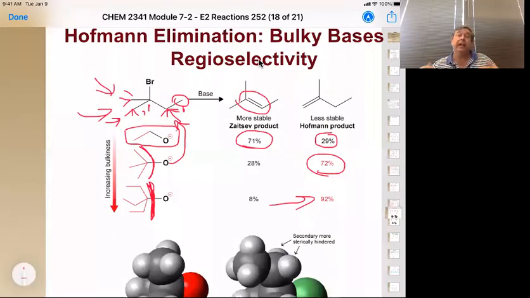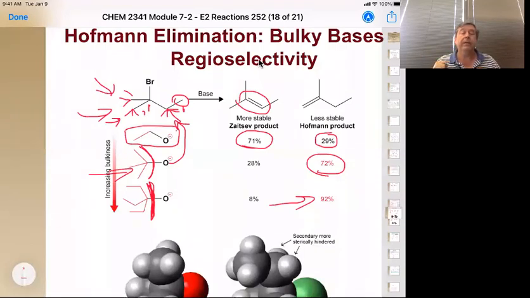You're going to change your base to something that will predominantly take off the less substituted hydrogen and give you the less stable product. We call this the Hofmann product. He's the guy who came up with the idea that if you use bigger and bigger bases, you can actually form the less stable product preferentially. So if you want that internal alkene, use a very small base. If you want that external alkene, use a big bulky base like t-butoxide. That's something to look for when we're looking at our reactions.